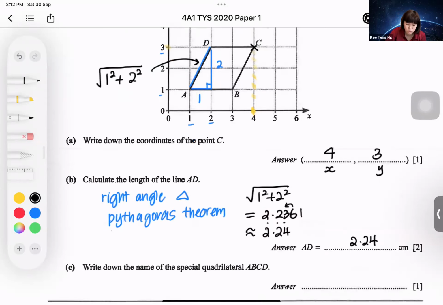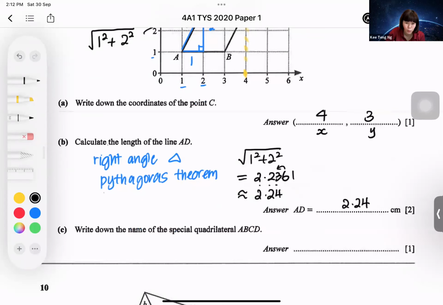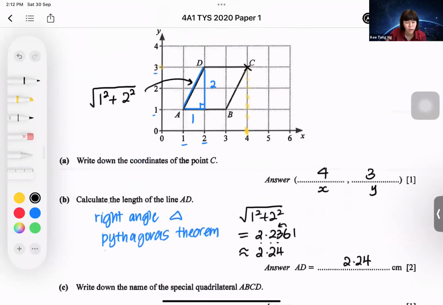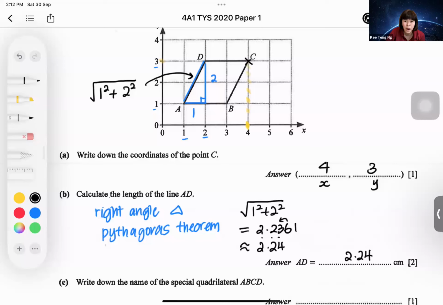Okay, next question. Write down the name of this special quadrilateral. Now, many of you are able to see that this is a parallelogram, right? However, this is something special. What we need to take note of is whether it is going to be a rhombus. Some students may say that it's a rhombus. If it's a rhombus, I must make sure the lengths of all 4 sides are equal.